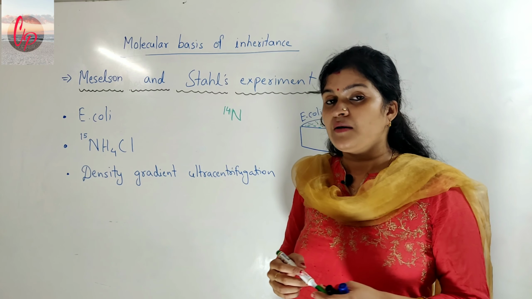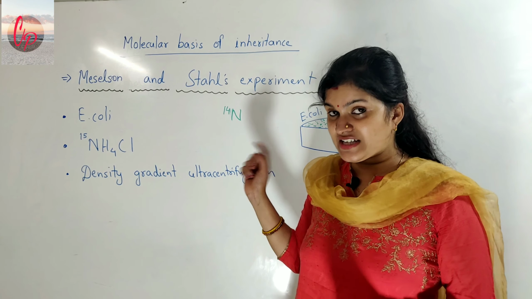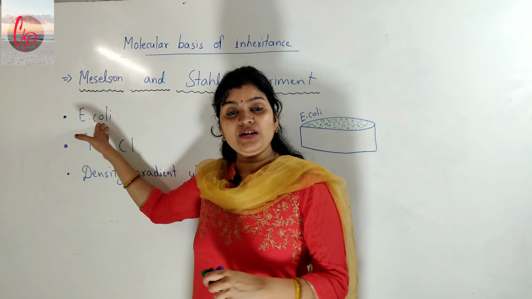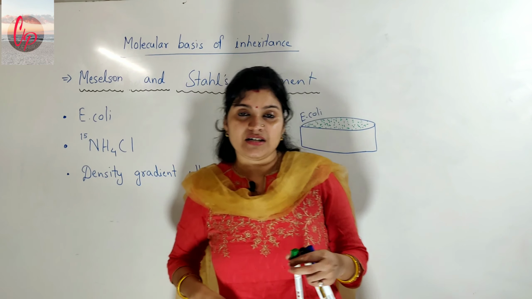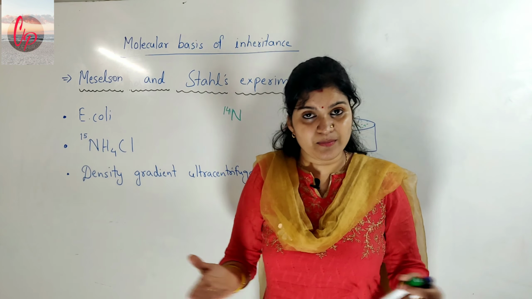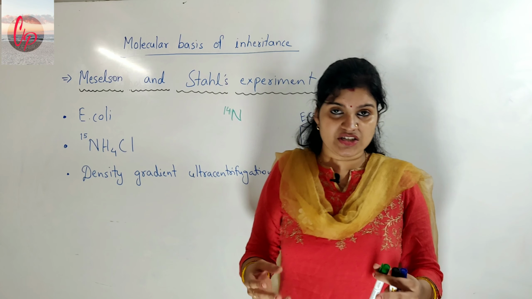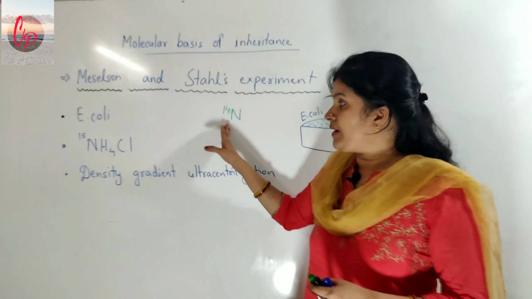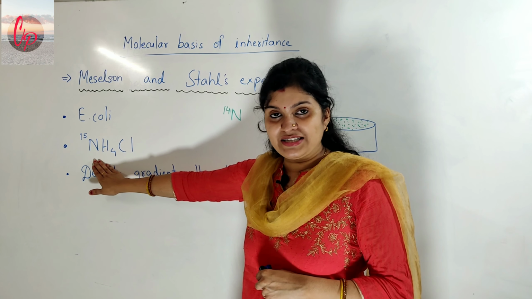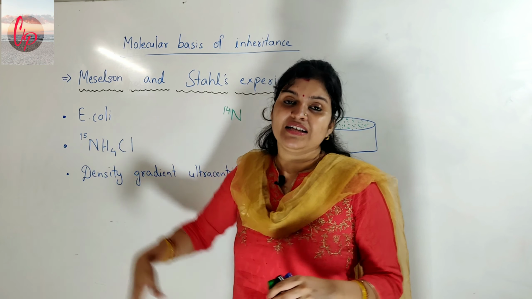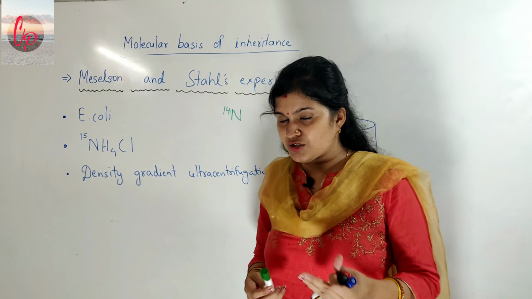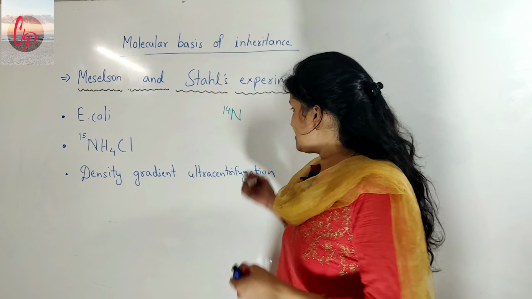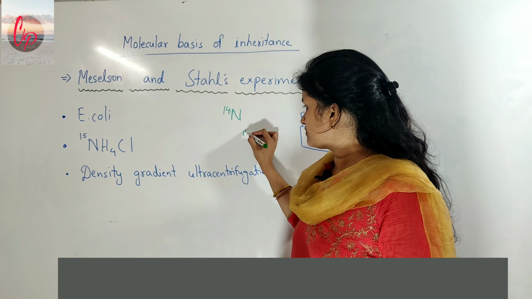coli bacteria, but there was a little change in the experiment which was performed by Meselson and Stahl. They used the same bacteria, E. coli or Escherichia coli, and it was developed in a culture plate with the help of the nutrients required by them. In the general case it is nitrogen N14, but they provided this bacteria with nitrogen 15. This is actually the heavy isotope of nitrogen. In terms of density, this N15 is heavier.